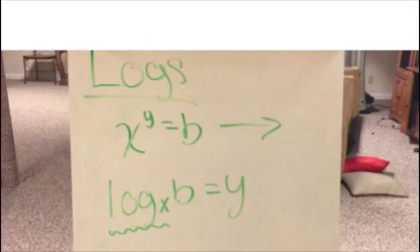The next section is logs. So here, for a problem where you can't solve the equation using the exponent rules, you need to go to a log. To go from exponent to log, the equation looks like this: x to the y equals b, and in terms of log, it would be log base x of b equals y.